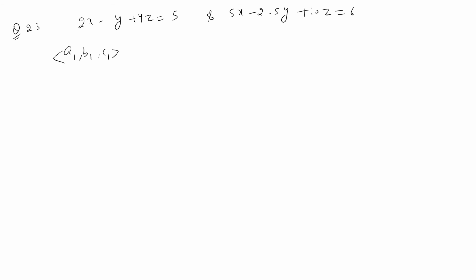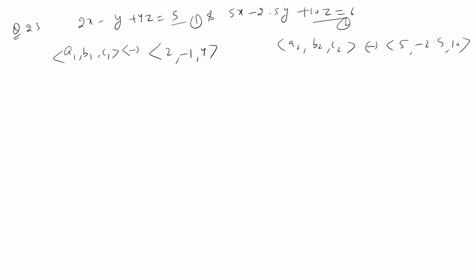Question number 23. It says that the planes 2x minus y plus 4z equal to 5 and 5x minus 2.5y plus 10z equal to 6. Are they perpendicular, parallel, intersect along the y-axis, or pass through 0, 0, 5 by 4? So to check what kind of connection these planes have, let us check out the direction ratios. So the direction ratios of the first plane are 2, minus 1, 4. Okay, and the direction ratios of the second plane are 5, minus 2.5 and 10.